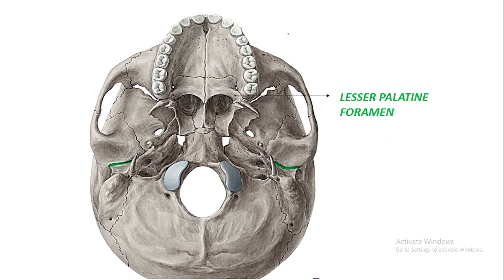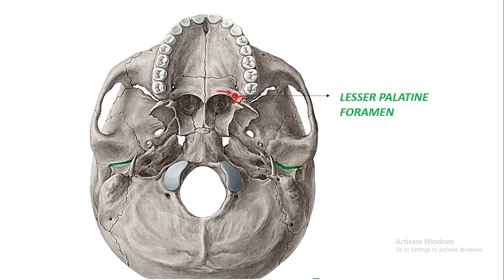Then after that we come to the lesser palatine foramen. So this is the greater palatine foramen. Behind that there is another foramen which is called the lesser palatine foramen. It is usually present where the pyramidal process of the palatine bone joins the horizontal plate of the palatine bone. So at the junction of the horizontal plate and the pyramidal process of the palatine bone, there is a foramen which is called the lesser palatine foramen. It might be a single foramen or there might be 2 to 3 foramina.